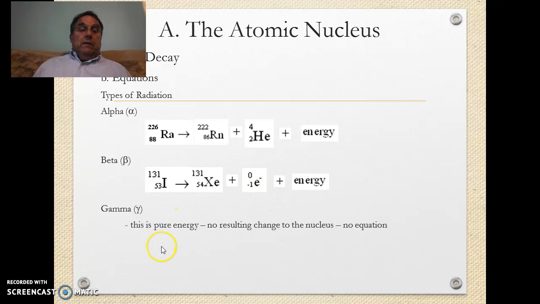Okay, gamma doesn't have its own version of a nuclear equation. It's pure energy, there's no resulting change to the nucleus, so there's no equation, and frequently, when energy is involved, it's in the form of gamma radiation. It could be heat, it could be light as well.